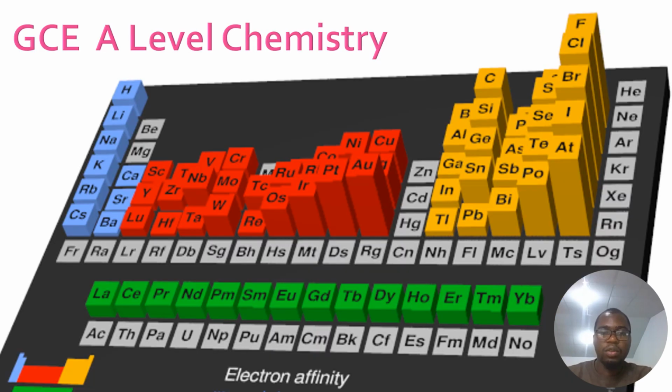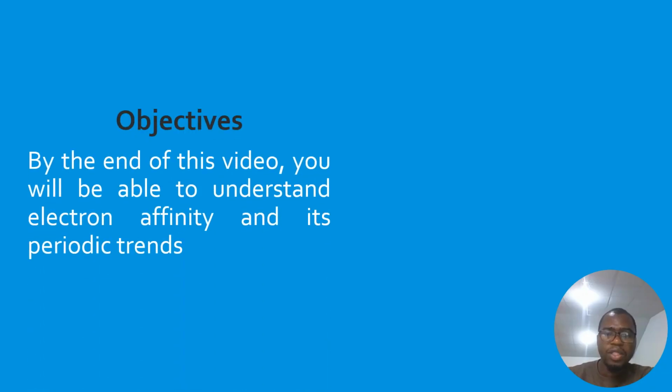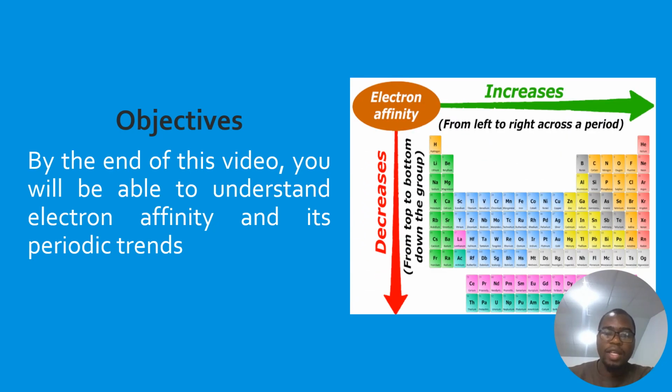In this video, we want to explore electron affinity. By the end of this video, you will be able to understand electron affinity and its periodic trends. And that is, why does electron affinity increase from left to right across a period, and why does it decrease from top to bottom in the group?